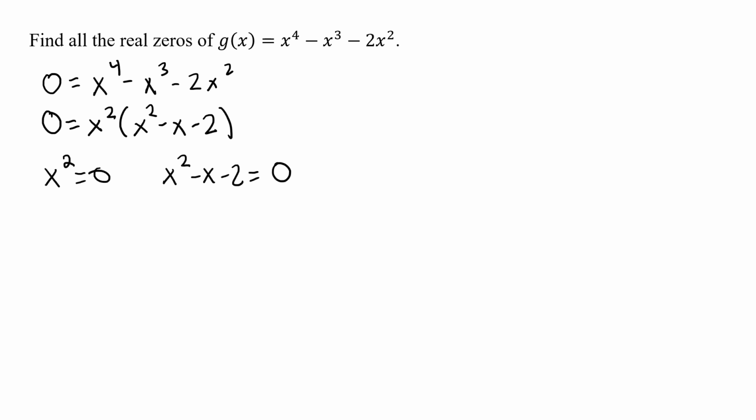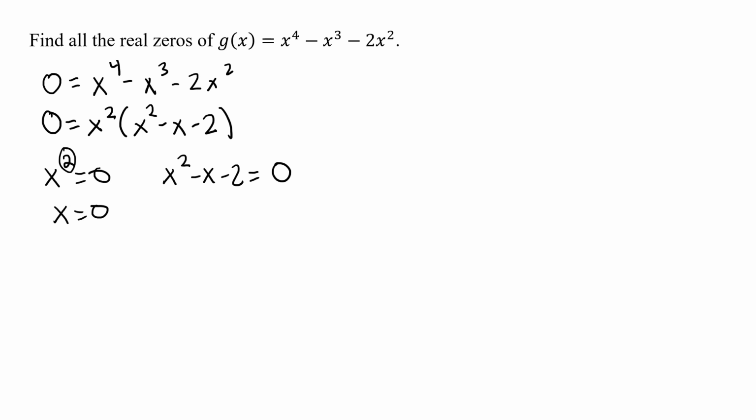So for this one, to solve, we can do this kind of in our head. What number squared gives you 0? Well, that answer is 0. In this case, 0 has a multiplicity of 2 because it has a power of 2. So 2 of the 4 potential zeros are 0.